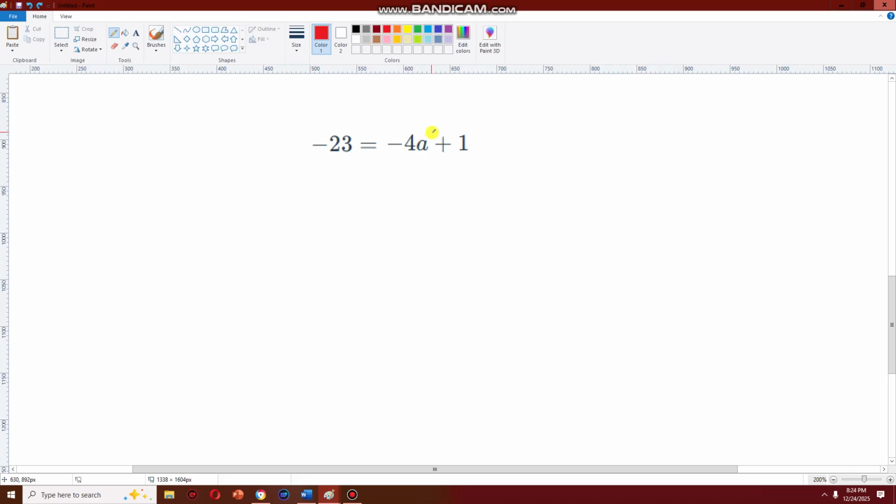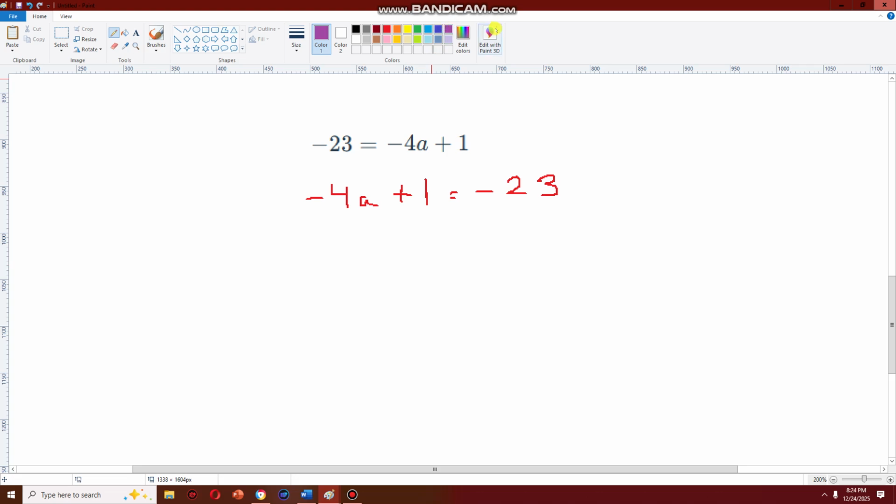I'm going to start by taking all this, minus 4a plus 1, equals minus 23. And there, that's step number 1. I just flipped it around. You don't have to do this, but I like to do this because it's easier for me and I like it this way. Okay, I just flipped it around.